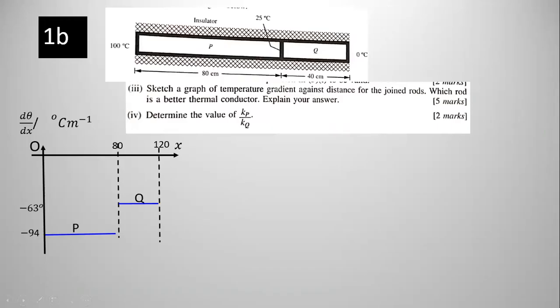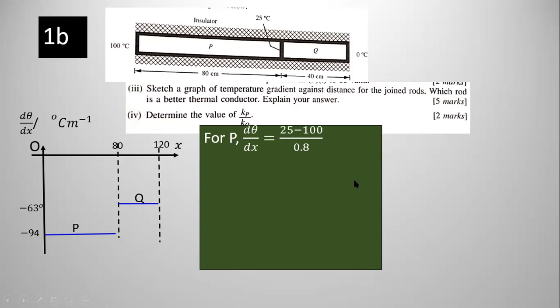Okay, next one. Sketch the graph of temperature gradient against distance from the joint of the rod. Which rod is better thermal conductor? Explain your answer. So this one, 5 marks means you have to do a bit of calculation. That's your temperature gradient for P. That's why they give you the value. You want to have a certain value, you must put it in there. You want to see your graph is properly drawn. And then for Q, same thing, 25 and 0. That's your length there, change to meter. So the value must be written there.